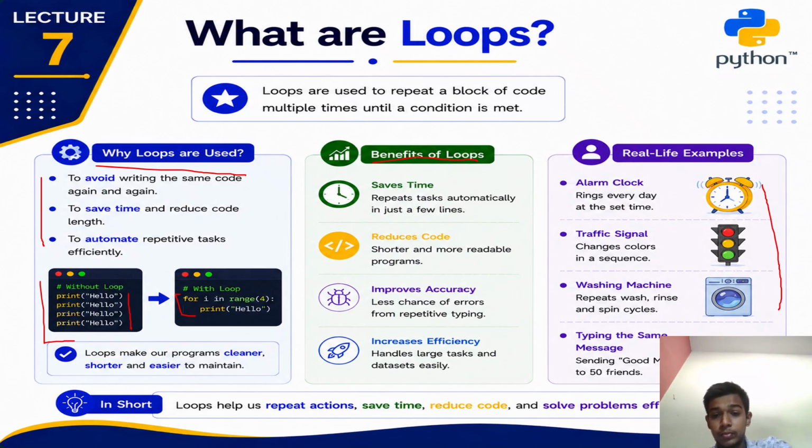In short, loops help us repeat actions, save time, reduce code, and solve problems more efficiently. They are one of the most useful concepts in programming, and you will use them in almost every real-world problem. Now that you understand what loops are and why they are important, let's move on to learning the different types of loops in Python.